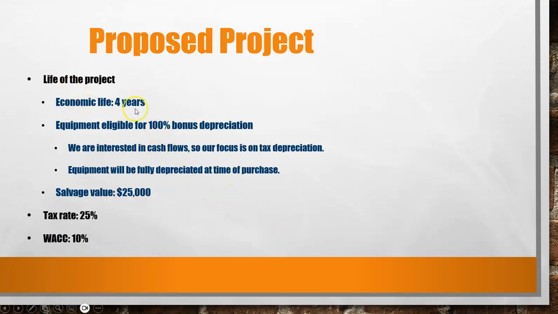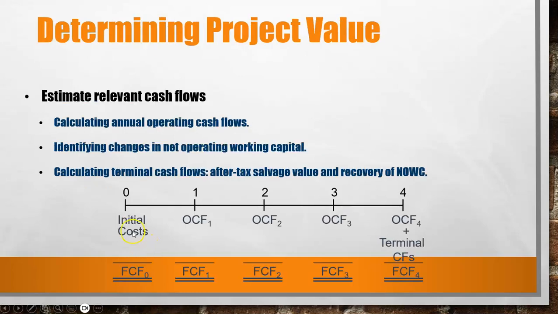Proposed project, economic life is 4 years. Equipment eligible for 100% bonus depreciation for taxes. We're interested in cash flow, so our focus is on tax depreciation. Equipment will be fully depreciated at time of purchase for tax purposes. The salvage value is 25%, and the tax rate is 25% with our weighted average cost of capital at 10%. Whew, that's a lot of stuff.